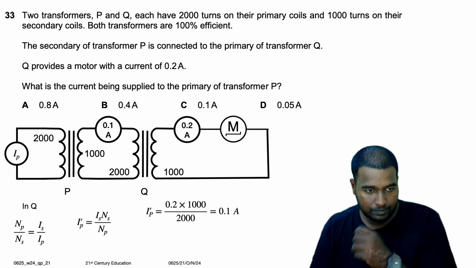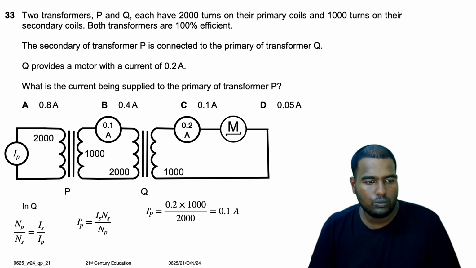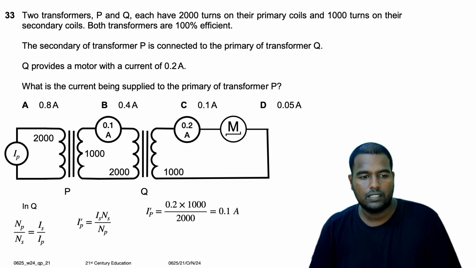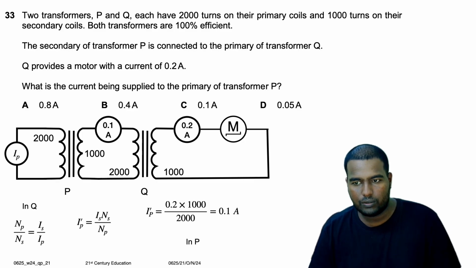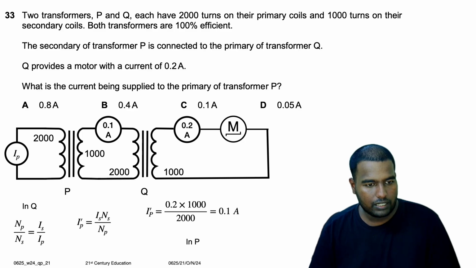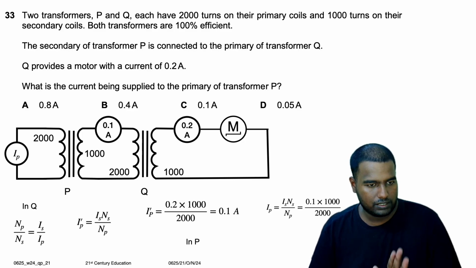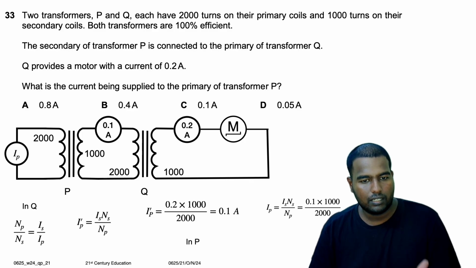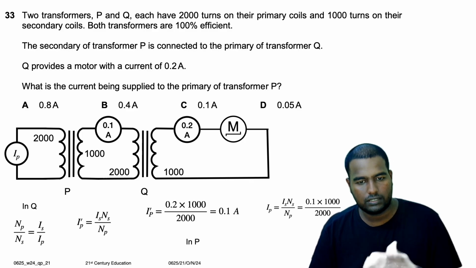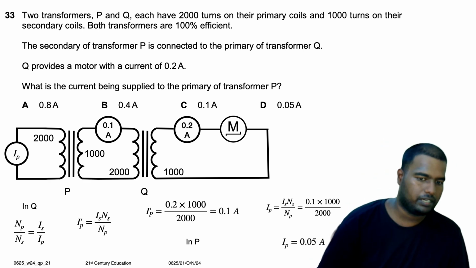Now to give 0.1 ampere, what current must be supplied to the primary of P? That's the question. In P, again the same equation, we have to find the primary current: ISNS by NP, which is 0.1 ampere, given in the secondary, multiplied by 1000 turns in the secondary, divided by 2000 turns in the primary. So it is 0.05 ampere.